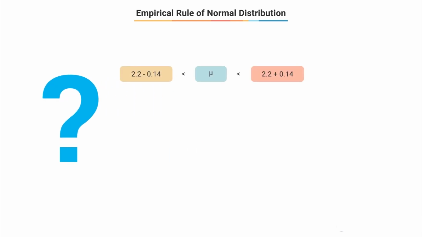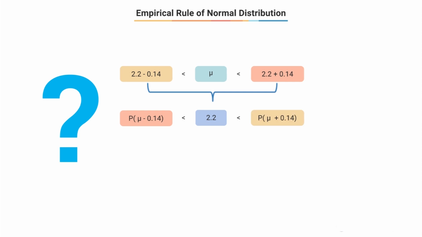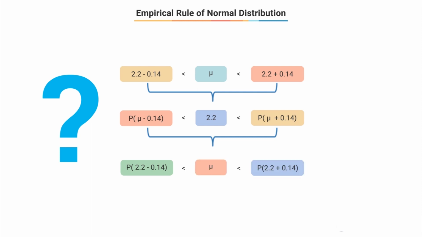Now using this equation, can you tell what will be the value of the mean mu lying between 2.2 minus 0.14 and 2.2 plus 0.14? Think about it. It's the same thing. You simply rearrange the terms of the expression probability of mu minus 0.14 less than 2.2 less than mu plus 0.14. So you get the expression probability of 2.2 minus 0.14 less than mu, which is less than 2.2 plus 0.14. What we did was we simply carried over mu to this side and 2.2 to either side.